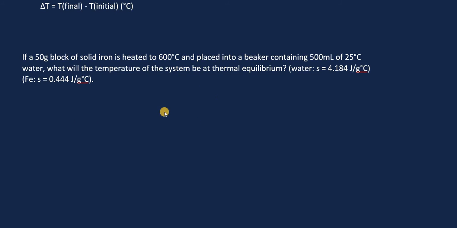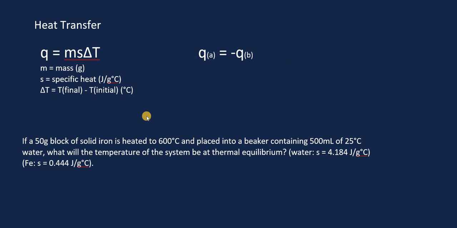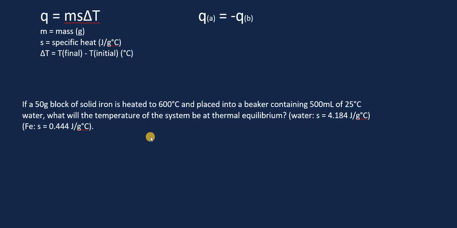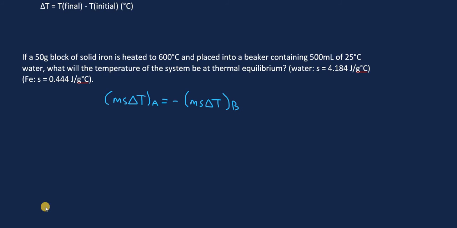So first off, we need to establish how we're going to set up our equation. What we're going to do is substitute the Q's in this equation here with this msΔT. So this is how we're going to set it up. We're going to have msΔT of system A, which is our iron, equal to the negative msΔT of system B, which is the water.